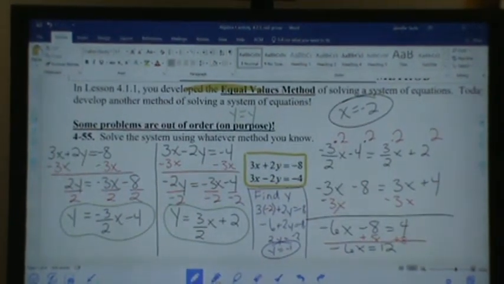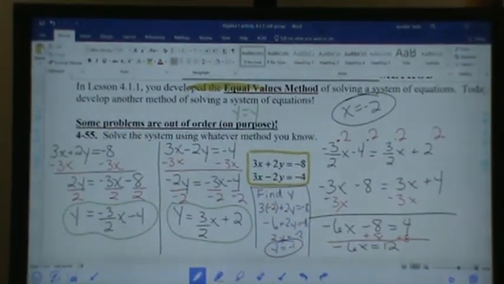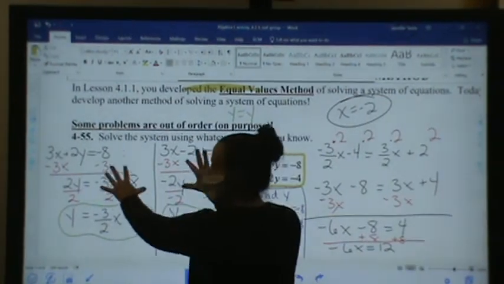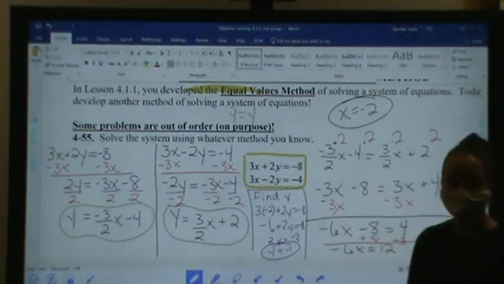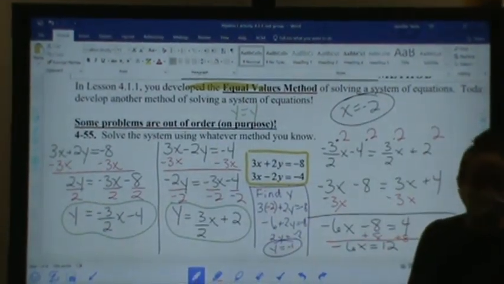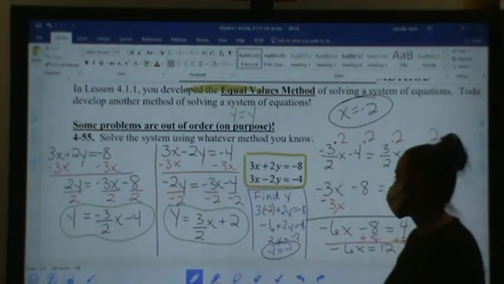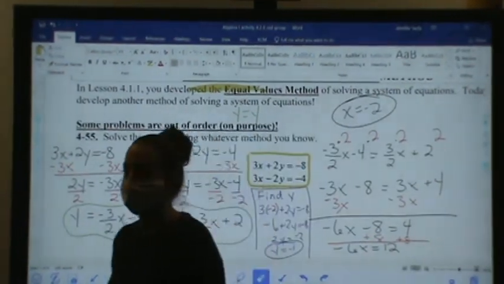So if you like the equal value method and that's all you want to use, just note that this part's going to be a little bit much, okay? That's all you have to know. So the question is, what do you guys think? Do you think there could be an easier way to do this one?